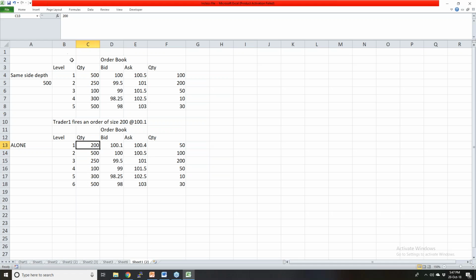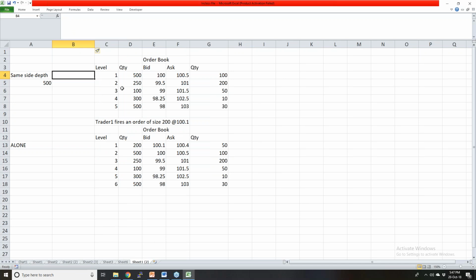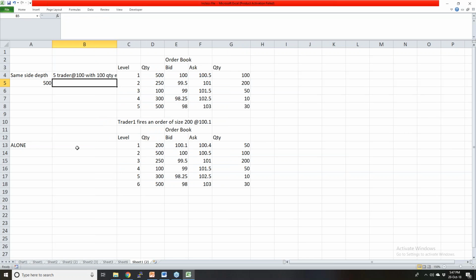All right, I will add. So there are 5 traders at 100 with 100 quantity each, right? So if this is the case, then the same side depth is 100. You are alone because one trader at 100.1 with 200 quantity. All right, so this is alone, right? And same side depth here is 200. It's 200. All right.